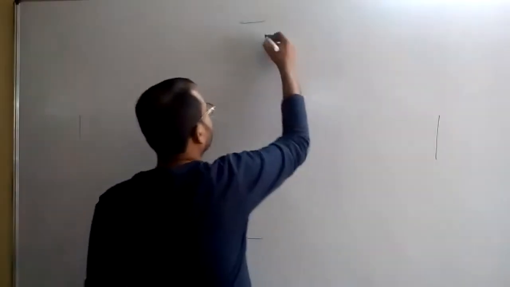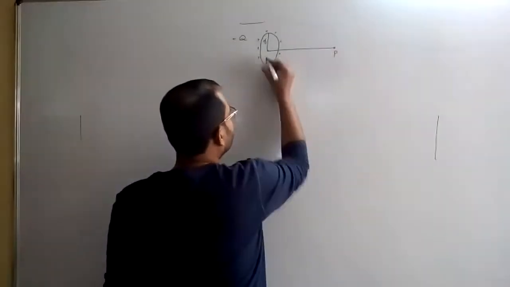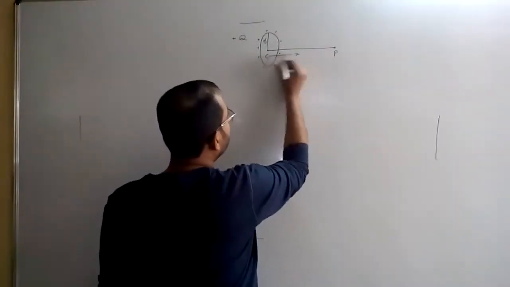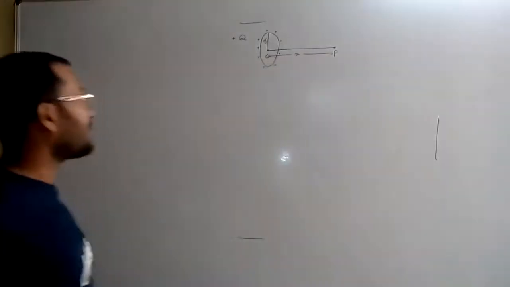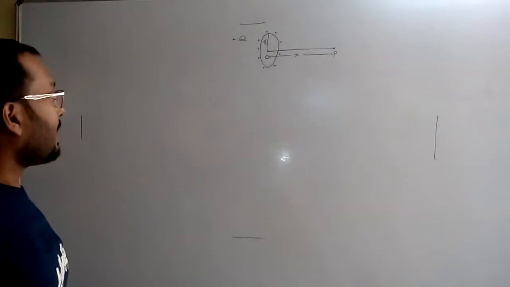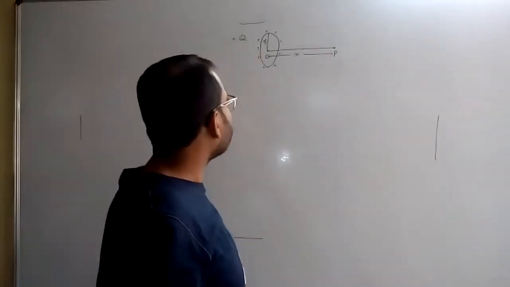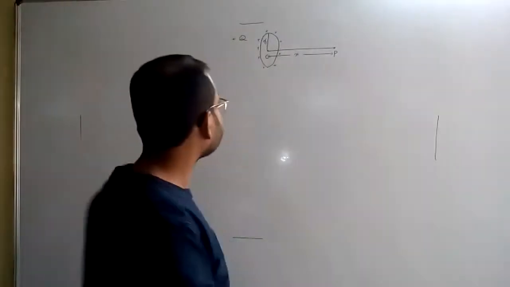Here is my ring. Name the point P. Let the center of the ring be C. The distance between C and P is x. So we have to find the electric field at an axial point of a charged ring, a uniformly charged ring, a distance x away from the center C.